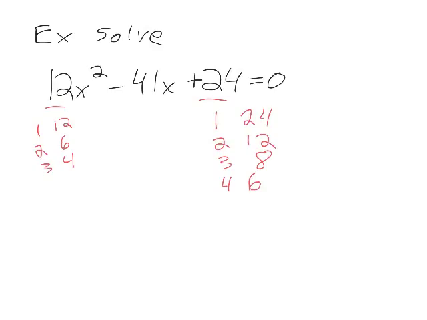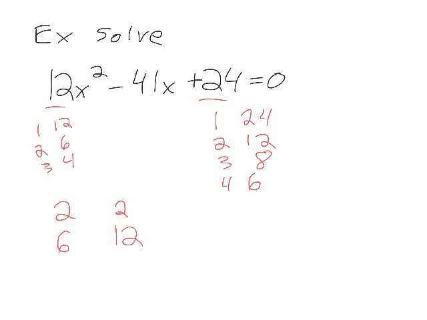This is the way I set this up, and this is a lot larger than I would normally do it, just so y'all can see a little bit better what I'm doing. I'm going to pick the factor pair 2 and 6 from the 12, and then I'm just going to pick the 2 and 12 from the 24.